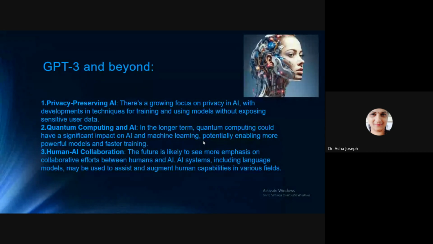And another one is quantum computing and AI. In the longer term, quantum computing could have a very significant impact on artificial intelligence and machine learning, and it can potentially enable more powerful models and much faster training. And the final one, human AI collaboration. The future is likely to see more emphasis on collaborative efforts between humans and artificial intelligence. AI systems, including language models, could be used to assist and augment human capabilities in various fields.